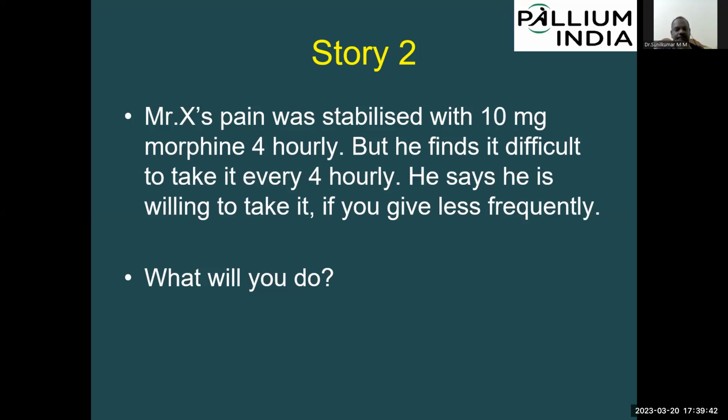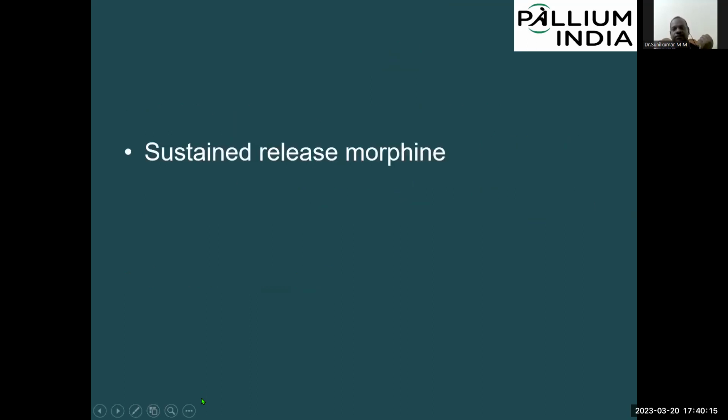So this patient is taking totally how many milligrams of morphine per day? 40 mg? Is it 40? 60 mg. Sorry, 10 milligram hourly means it is 6 times per day. So it is 60 mg per day. So what is the duration of action of a controlled release tablet or sustained release tablet? It is 12 hours.